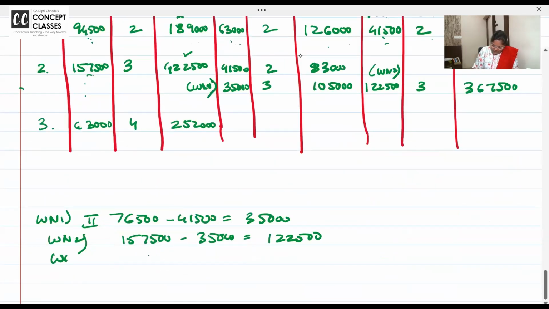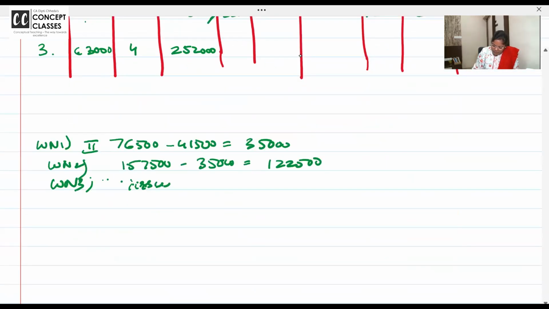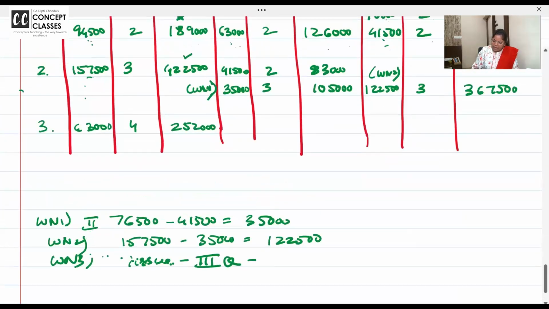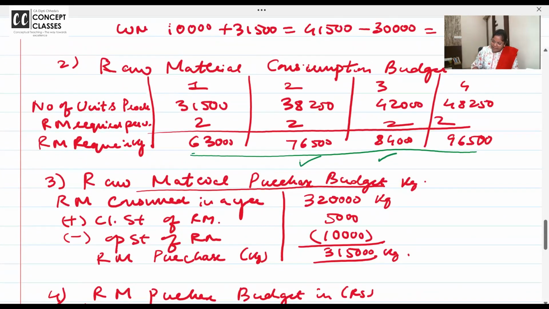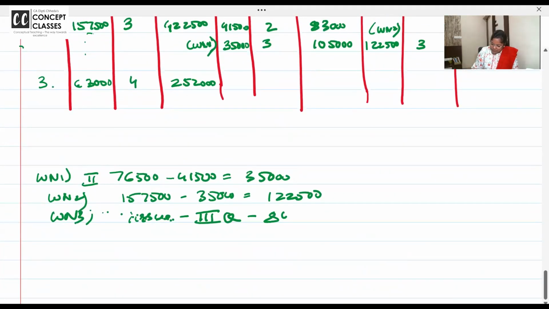Working note 3. Issue in the third quarter. कितना इशू किए बेटा आपने? देखो तैयार है यहाँ. 84,000 units bye. 84,000 units should go.